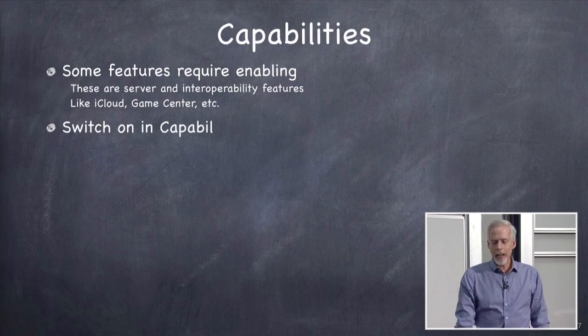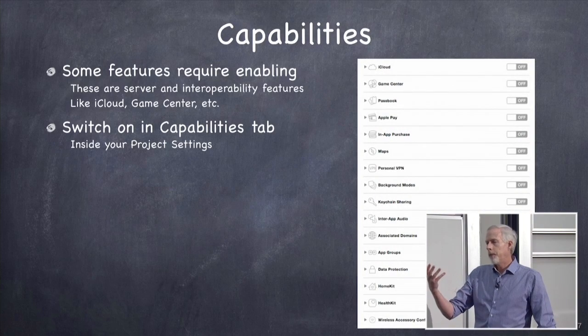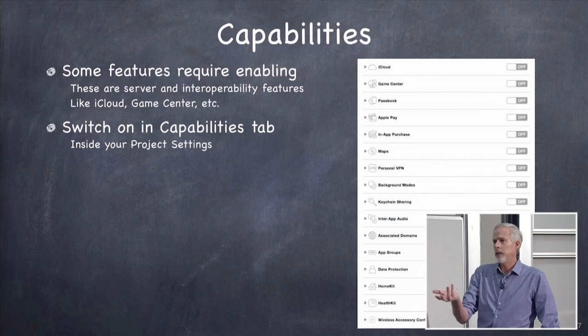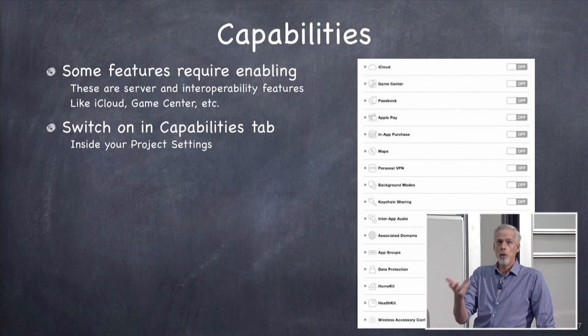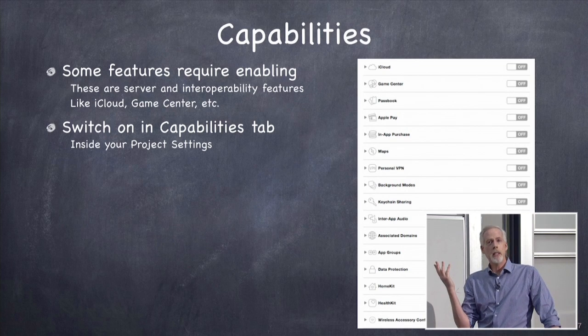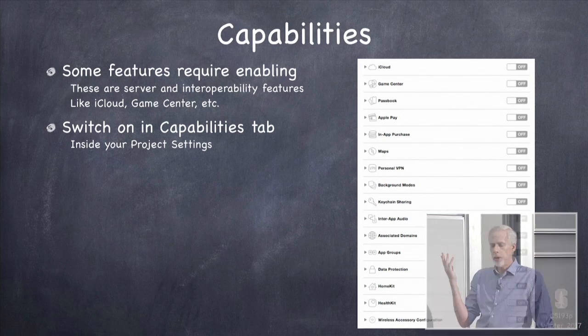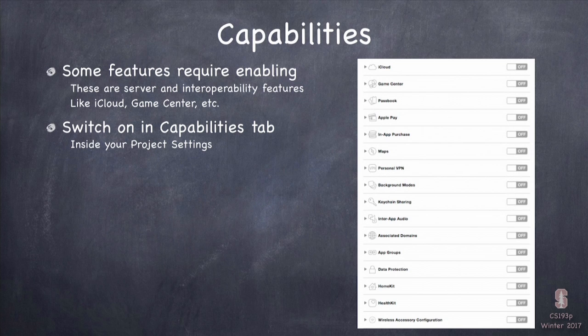When you have that kind of thing where you essentially need your app to be authenticated so that the server you're talking to knows it's you, then you're going to have to go to the Capabilities tab in your project settings and turn it on. And turning it on basically means update my entitlement so that I'm entitled to do this particular thing.